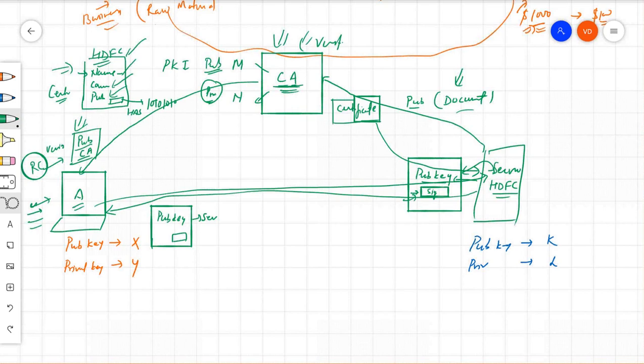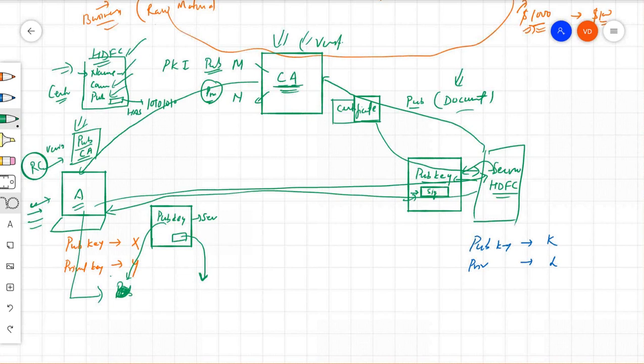See what we are doing. We just want to be sure that the HDFC Bank server is the HDFC Bank server and not the intruder one. So what this guy A will do is take out this public key from it, and it will take this signature from here, right?